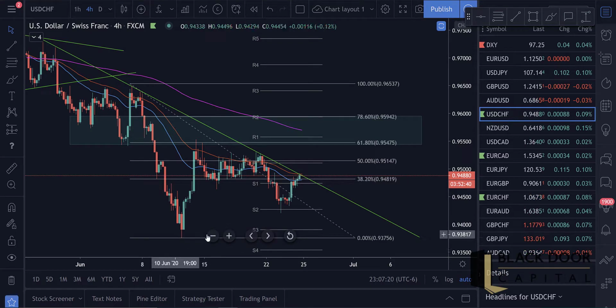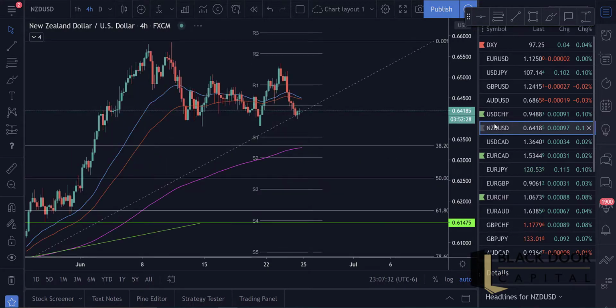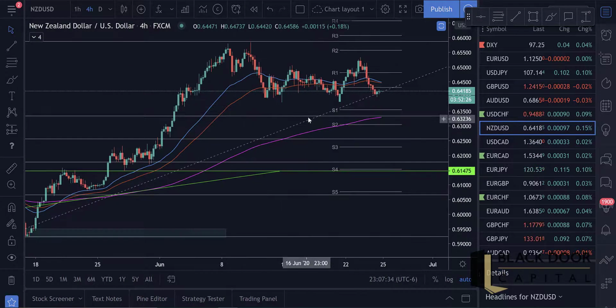We never even got down here, and I just feel like price would very much like to relax down here before it has any kind of a run up. Nothing tradable for me here.